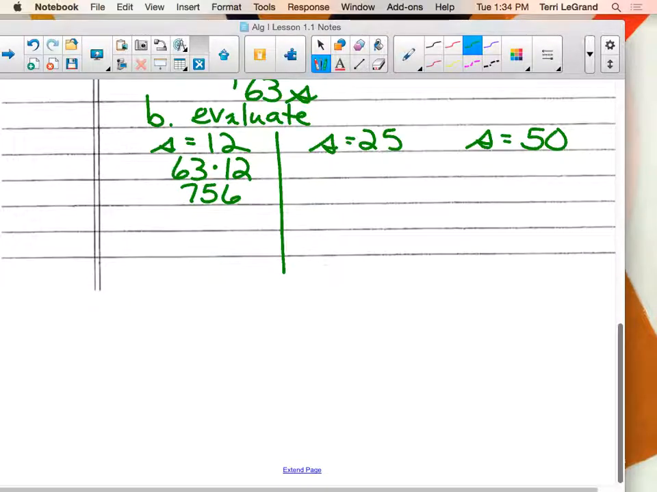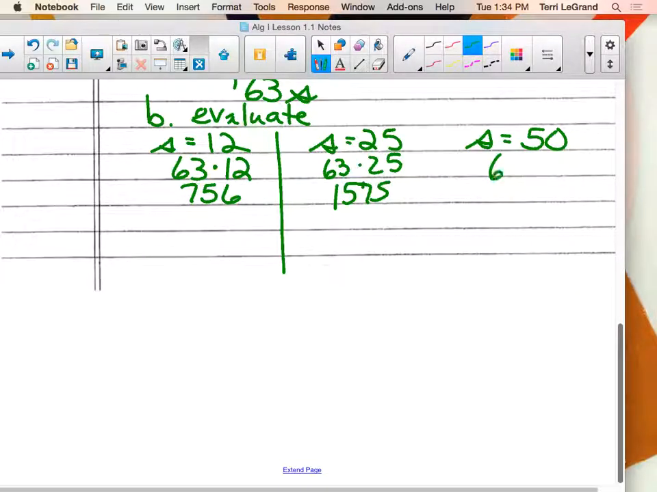I'm going to try again, though. You too. So 63 times 25. I'm going to try this again. 630 plus 630, that's 1260, plus half of 630 is 315. So 1575? Yes. Okay.